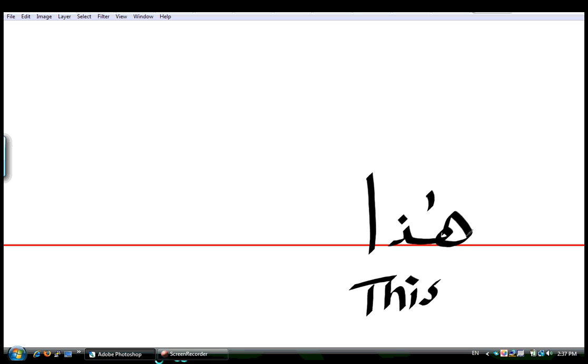So let me give you an example. A famous one is this word. This word is pronounced as hada. By the way, it means this. Hada. So I'm reading it as if I'm reading this word, hada. Okay? So this is the small alif.